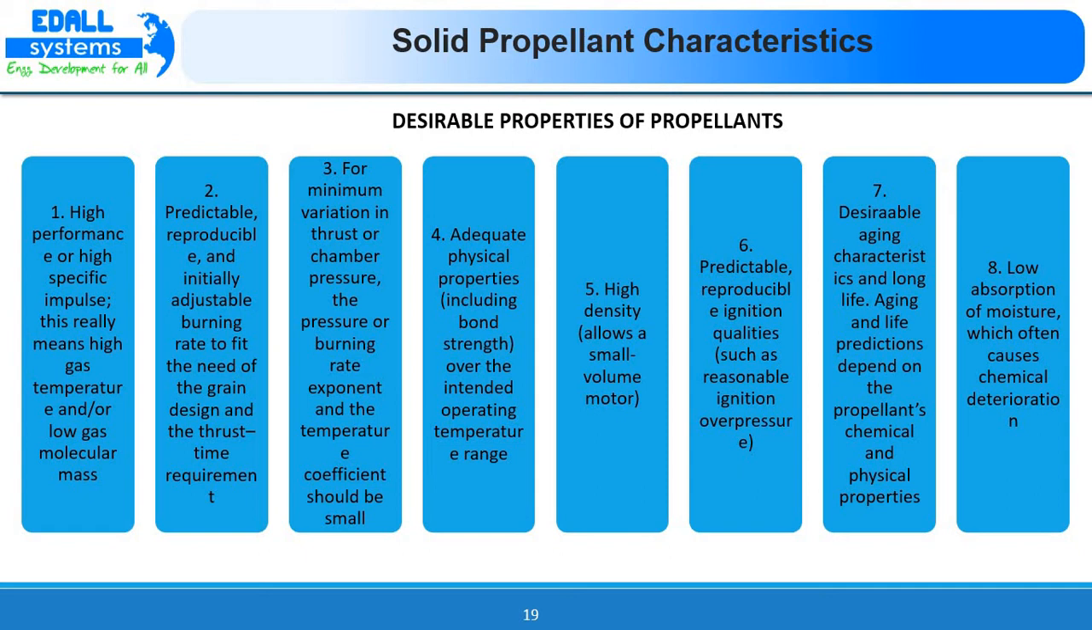Then desirable aging characteristics and long lives. That is, aging and life predictions depend on the propellant's chemical and physical properties. The propellant should not age early and should have a long storage life. Low absorption of moisture, which often causes chemical deterioration.